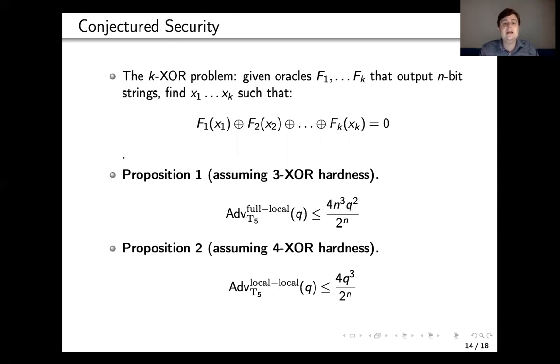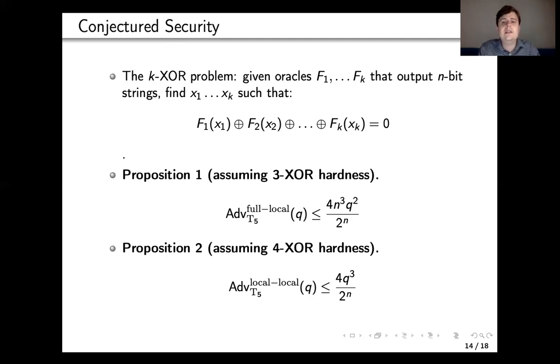The way we do this is we give a conjectured security result. And the conjecture is related to the k-XOR problem. So the k-XOR problem is a problem where if we're given certain oracles, F1, F2, and so on to Fk, that are outputting n-bit strings, then we are interested in finding x1, x2, and so on to xk, for which F1(x1) XOR F2(x2) XOR, and so on, Fk(xk), is going to be equal to 0. So this is the well-studied generalized birthday problem.